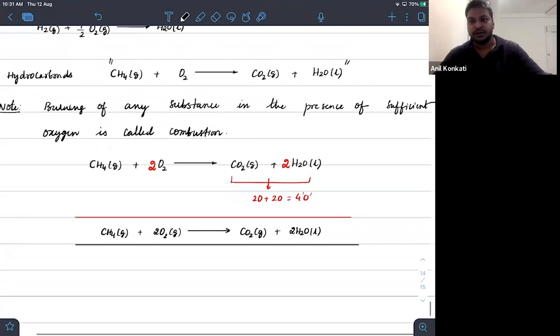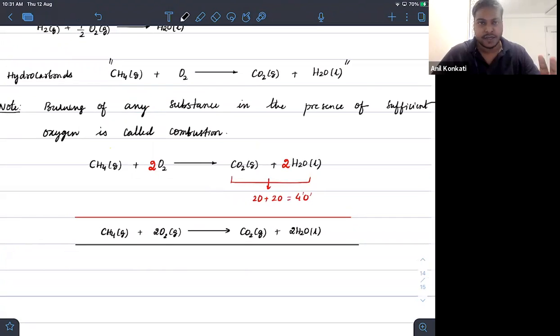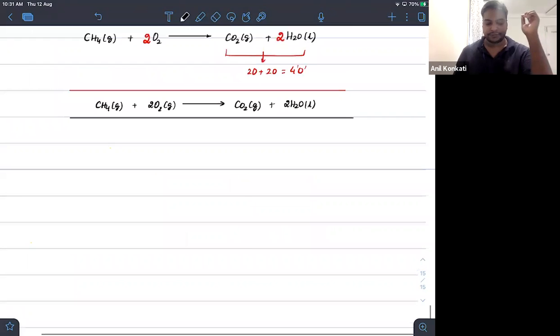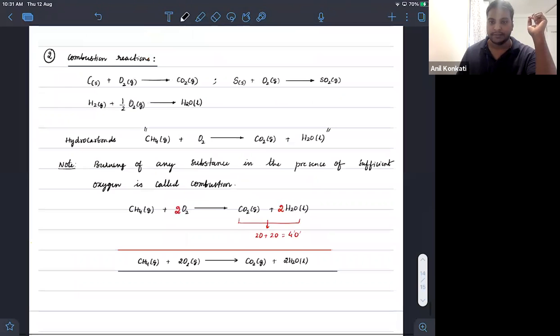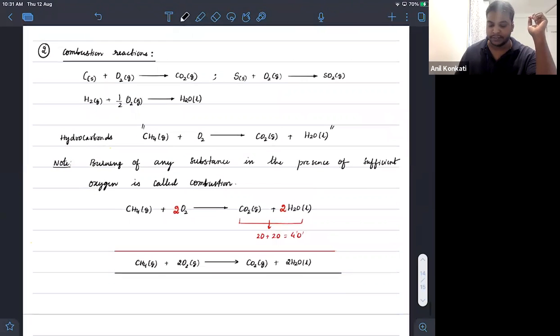Again, learn the algorithm, students. What did I do? I first balanced carbon, second balanced hydrogen, and third balanced the oxygen from right to left. First, I counted how many oxygens are on the right. Accordingly, I've balanced on the left hand side. Would you be able to do that now? First, make a note of this, everyone. Combustion reactions, and I'll give you some examples.